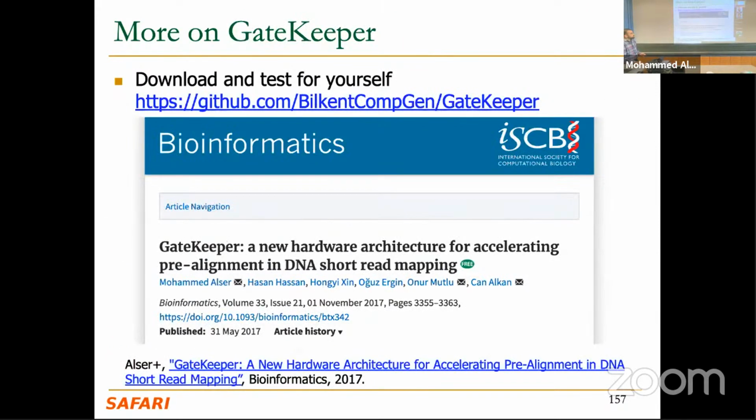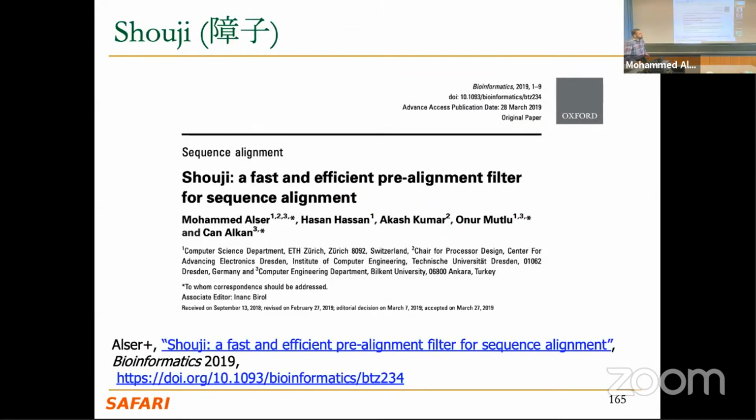I'm going to skip the next one, which is Shouji, but the video is already online. And I'm going to explain Sneaky Snake quickly, which is one of the latest works we did. Yeah, so hopefully you can still see the slides. Okay, great. So in Sneaky Snake, our recent work, is a pre-alignment filter for CPUs, GPUs, and FPGAs.